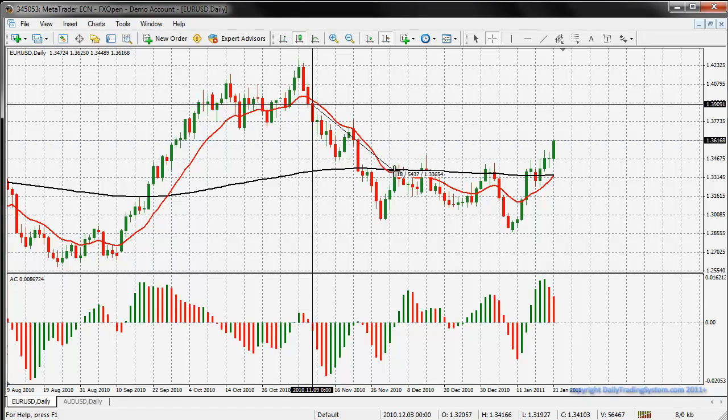Then you could have taken off another half a position, let it ride and keep going and see how you get on, and then it goes up to there. You could take off another half position, and so forth and so on.